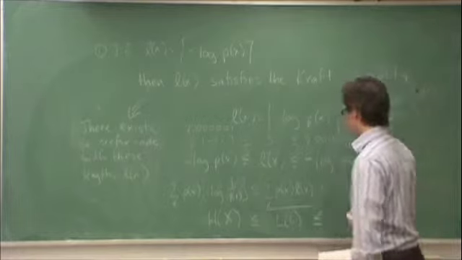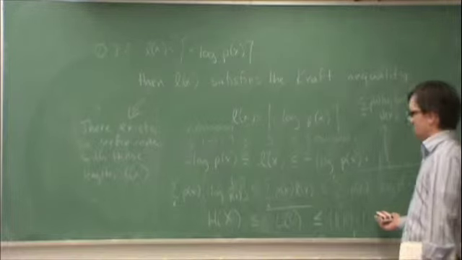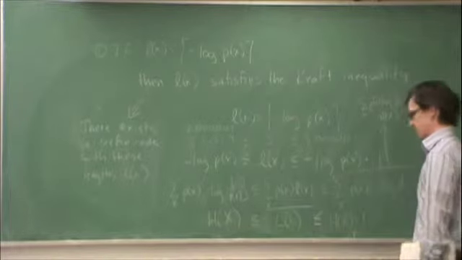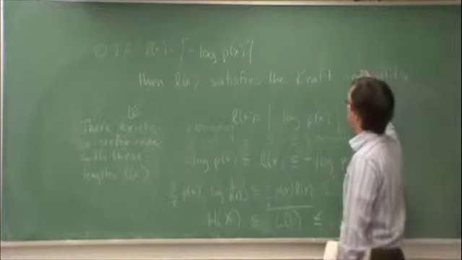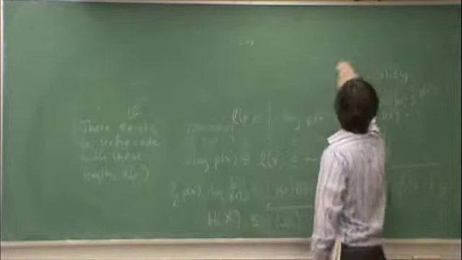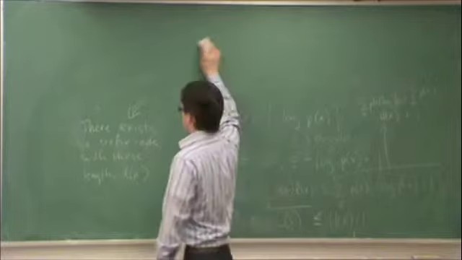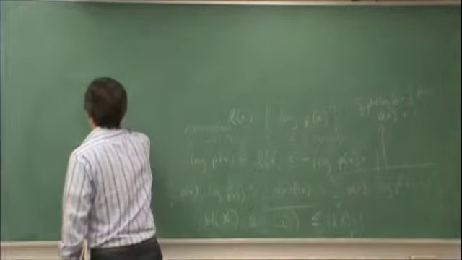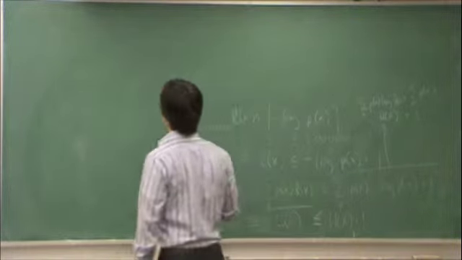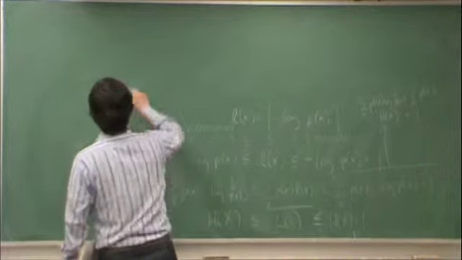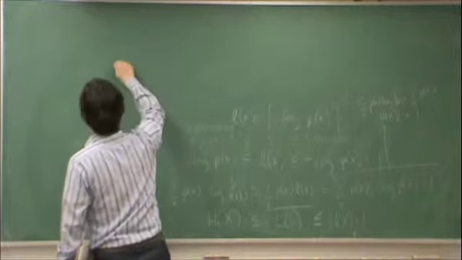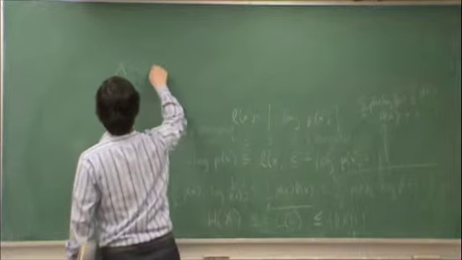At first, that seems great. I mean, the maximum penalty for using a prefix code is 1 bit. That's wonderful. Until you consider the following kind of source. So let's say the source, x, is binary.